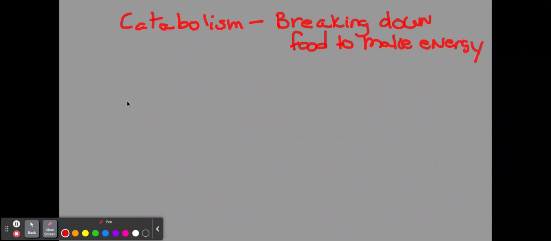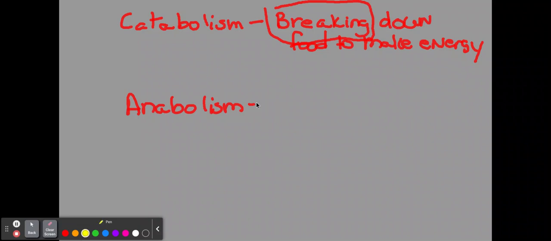And then another part of metabolism is anabolism. Anabolism is building complex molecules from simple molecules. We can think of an example of building proteins with amino acids. See here, a key word in catabolism is breaking down, whereas in anabolism, you're building muscle. You're building complex molecules like proteins from simple ones like amino acids.